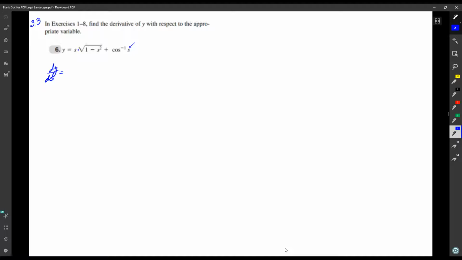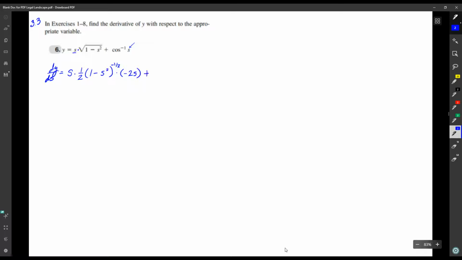So let's get started. For s root 1 minus s squared, we want to take the derivative with the product rule. And we know that product rule goes something like this. The first function, s, times the derivative of the second. The derivative of that second function by the chain rule will be 1/2 to the front times 1 minus s squared now to the negative 1/2 power, and then completing the chain rule times the derivative of 1 minus s squared, which is negative 2s.